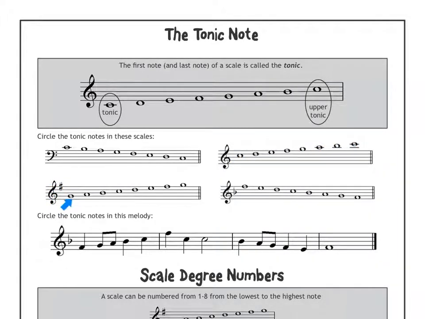Here's a G major scale. You know the key signatures, right? G major, from G up to G. And here's an F major scale descending from F down to F. Circle the tonic notes. Where are the tonic notes? Well, it's the note that is the name of the scale, or the first and last note of every scale, right? This should be brain dead easy to do, right?